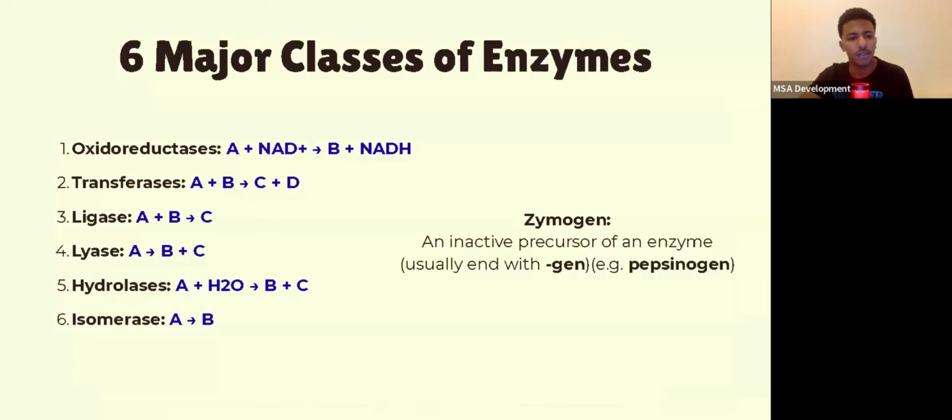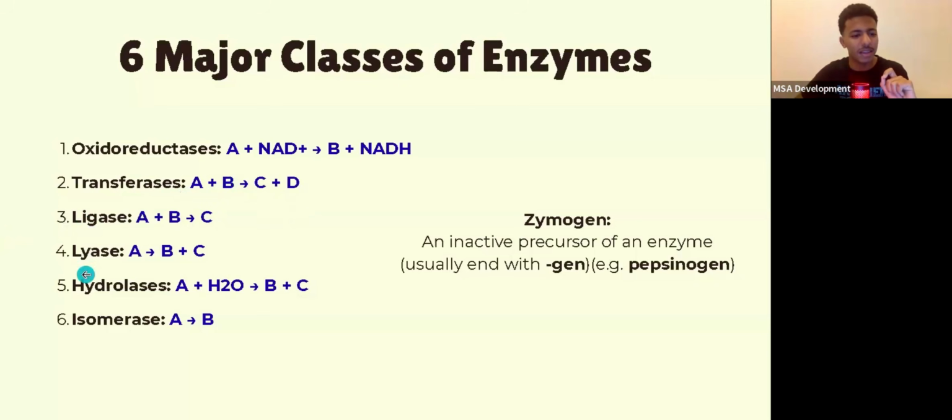Now, there are six major classes of enzymes, and they have different reactions which they catalyze. The first one is oxidoreductases, and from the name, you can think of oxidation and reduction reactions, or redox reactions if you know them. And we can see that A plus NAD plus gives us B plus NADH. Just remember, oxidation reduction is oxidoreductases. Now, reaction two is transferases, and from the name, transfer. So you're gonna have A and B. You're gonna transfer one part to the other and one part to the other. This is gonna give us two new compounds, which are C and D. So A plus B gives us C plus D.